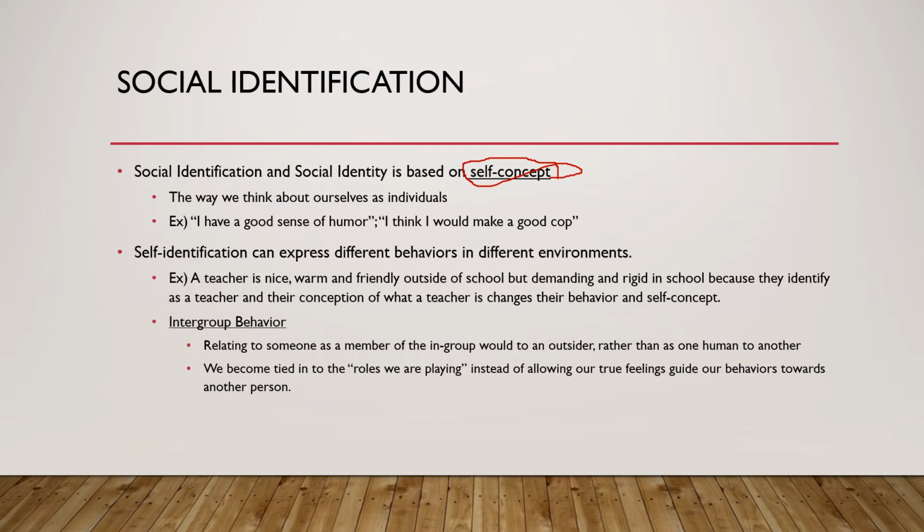And this is based on an idea of intergroup behavior. So relating to someone as a group, as a member of the in-group, rather than as one human being to another, right? So if you're not part of this group, I'm going to treat you like you're not part of this group instead of looking at someone as a human being. And so we end up tending to become tied to the roles that we are playing instead of allowing our true feelings to guide our behaviors towards another person.